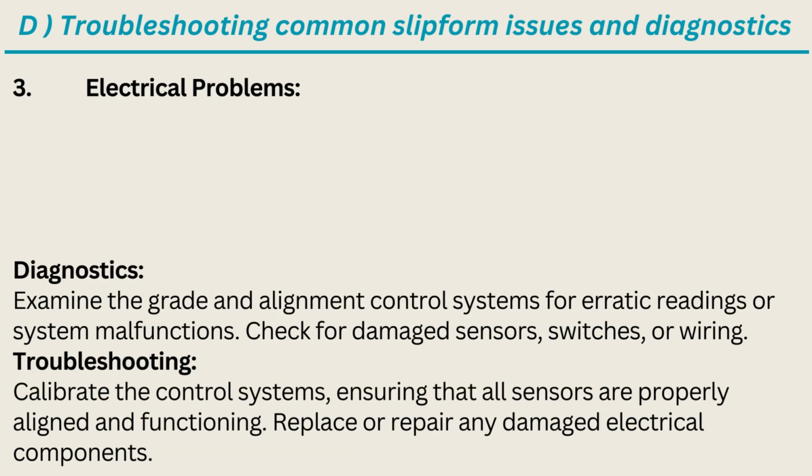3. Electrical problems. Diagnostics. Examine the grade and alignment control systems for erratic readings or system malfunctions. Check for damaged sensors, switches, or wiring. Troubleshooting. Calibrate the control systems, ensuring that all sensors are properly aligned and functioning. Replace or repair any damaged electrical components.